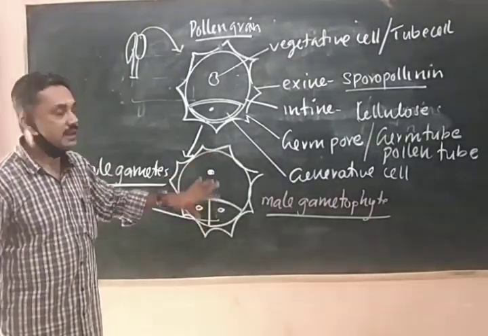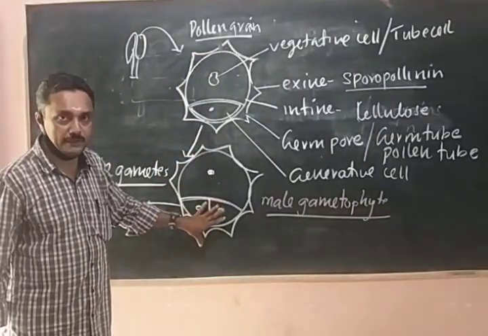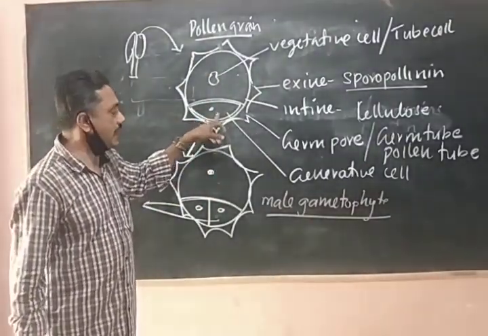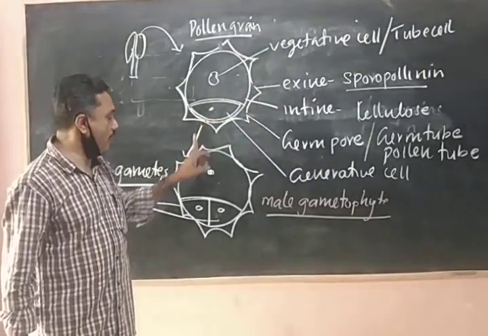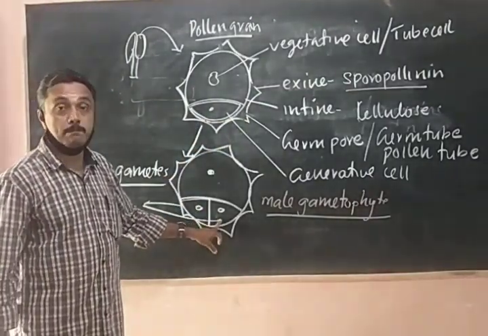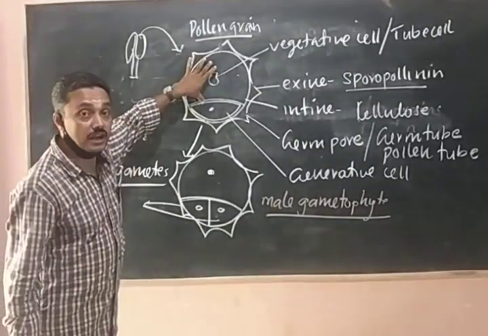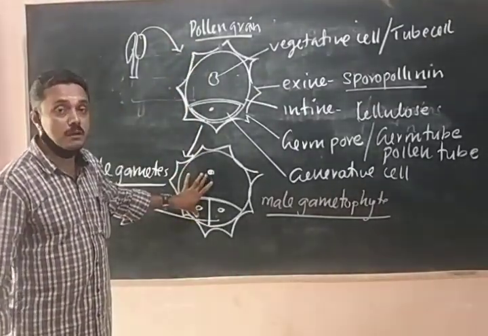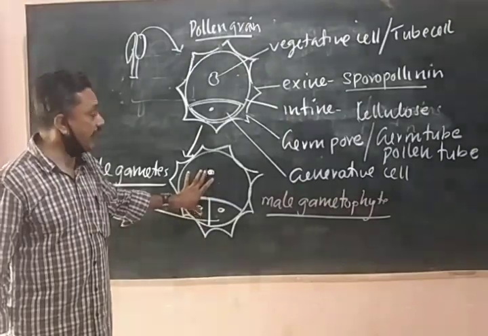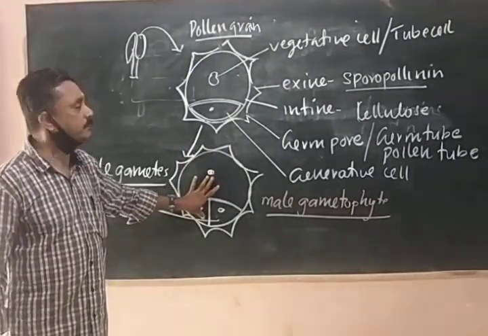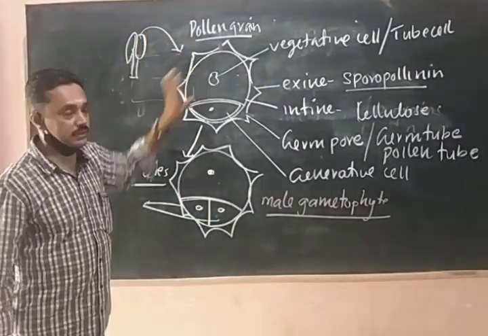So remember that both diagrams are different. I will once again say: in the male pollen grain, the generative cell divides into two male gametes. Pollen grains may be released at this two-celled condition, or in some angiosperms, pollen grains may be released at this three-celled stage. Anyhow, when the pollen grains mature, they will come out of the anther.